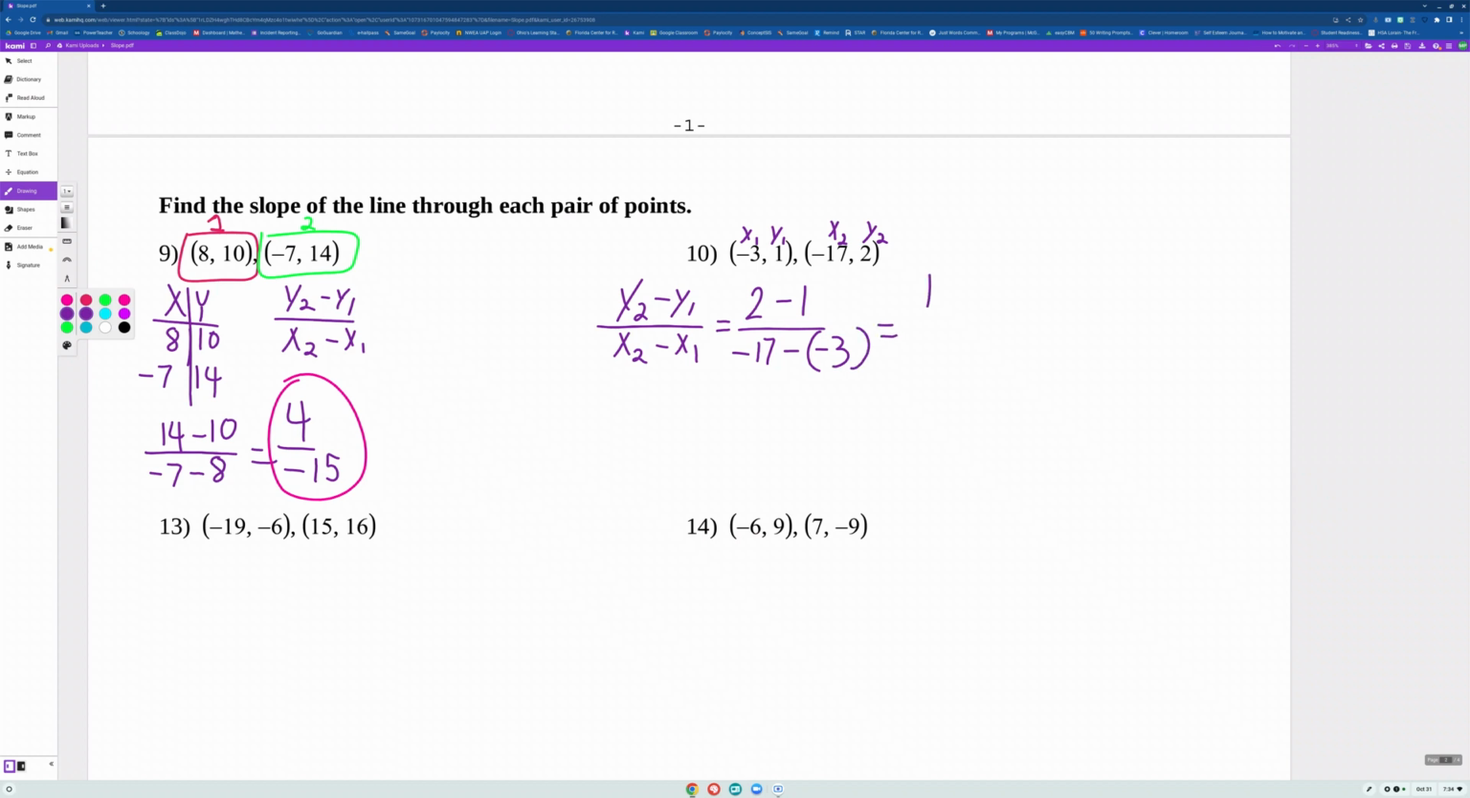So 2 minus 1 is 1 all over negative 17. And because I'm subtracting a negative, it's going to become a positive 3. So this is negative 17 plus 3 is going to give me negative 14. And again, because there's nothing that I can simplify here, 1 over negative 14 is your answer.